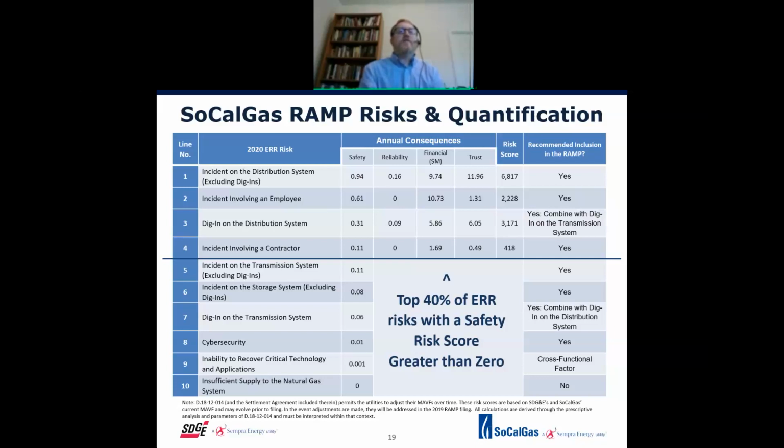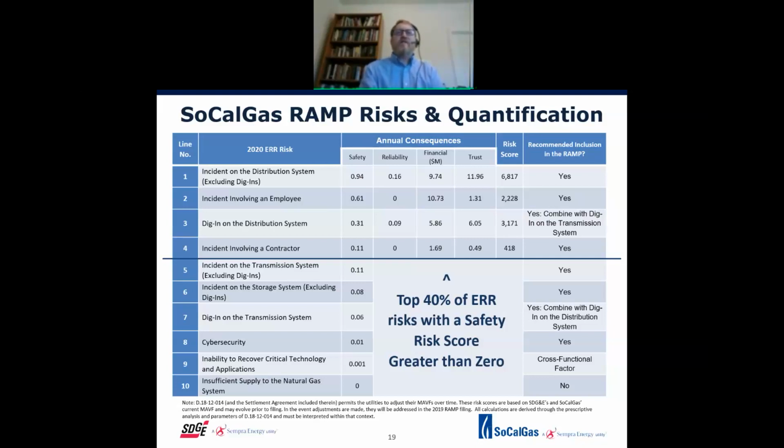When, like Ed's earlier question about where does a pole land, is it in electric or is it in wildfire? That type of thing is scoped in that document. So we went about the safety assessment, getting it in the order that it's in. And then for the top 4 for SoCalGas, we proceeded on to do reliability, financial, and trust, as you can see. And then the final risk scores are shown.